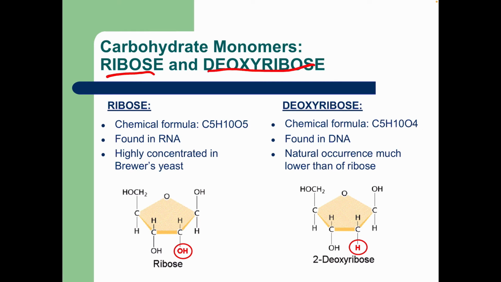We've talked about these in biology, how these are the foundation sugars for RNA and DNA, which are obviously extremely important. So here we see the formula for ribose, which is C5H10O5. We can see here in ribose that the difference is this hydroxyl group instead of the hydrogen at this carbon. Again, ribose is found in RNA and is highly concentrated in brewer's yeast. While deoxyribose, which is C5H10O4, so O5, O4, that's the difference to remember, is found in DNA. Its natural occurrence is much lower than ribose, and again has the hydrogen instead of the hydroxyl.